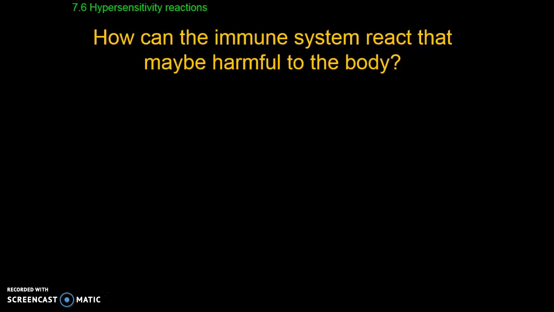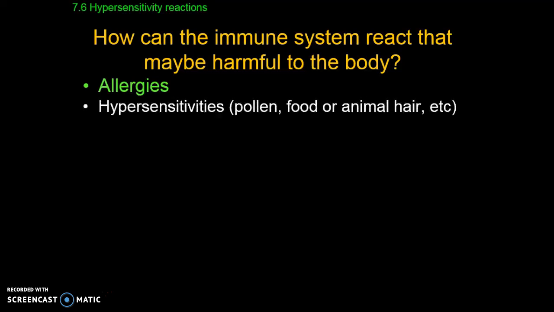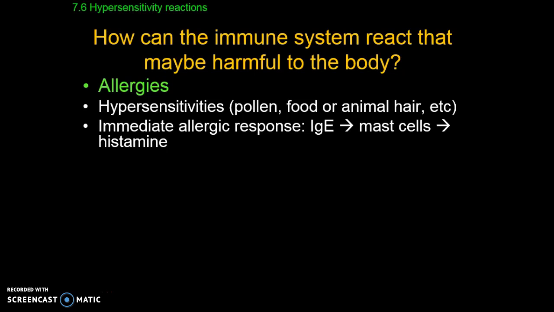So how can the immune system react in ways that may be harmful to the body? This can be allergies, hypersensitivities to pollen, to food, animal hair. And these responses are generally immediate. The immediate allergic response is due to IgE, which is one of the isotypes of antibodies, and they are specifically involved with allergies.